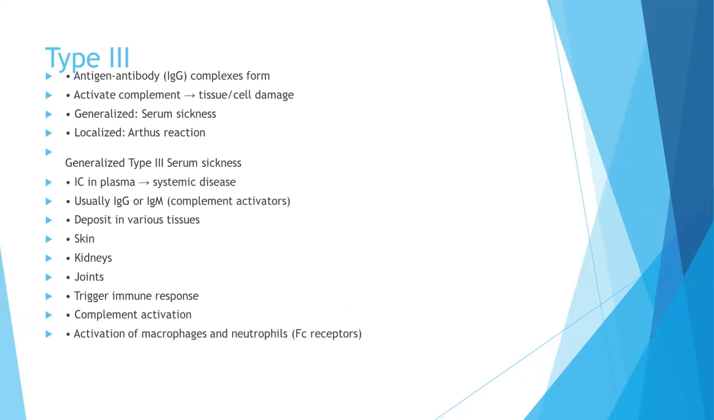Whenever there are immune complexes in the plasma, they can cause systemic disease. It is usually via IgG or IgM complement activators. They deposit in various tissues like skin, kidneys, and joints. It triggers the immune response, complement activation, and activation of macrophages and neutrophils.